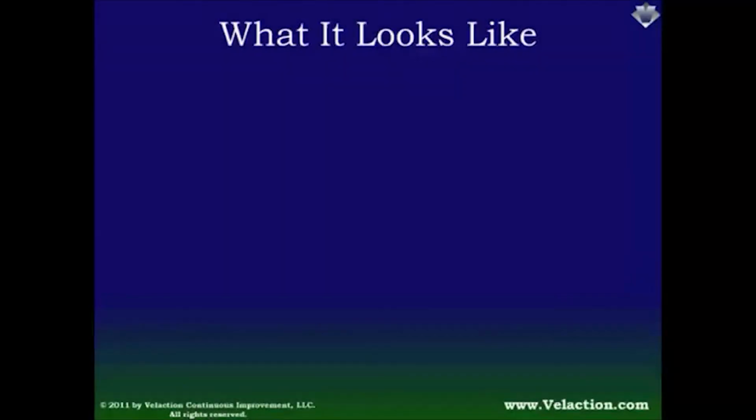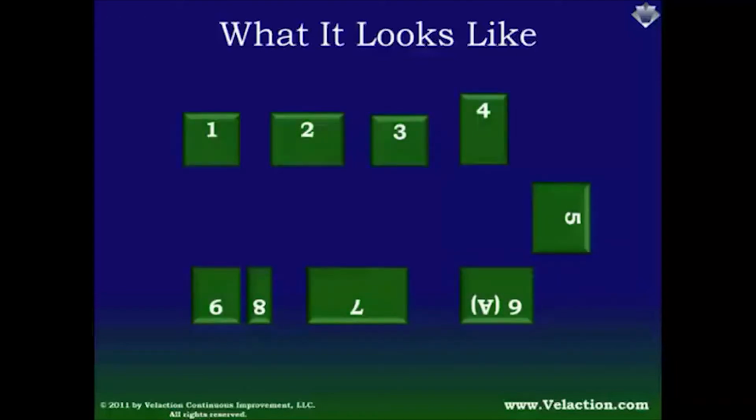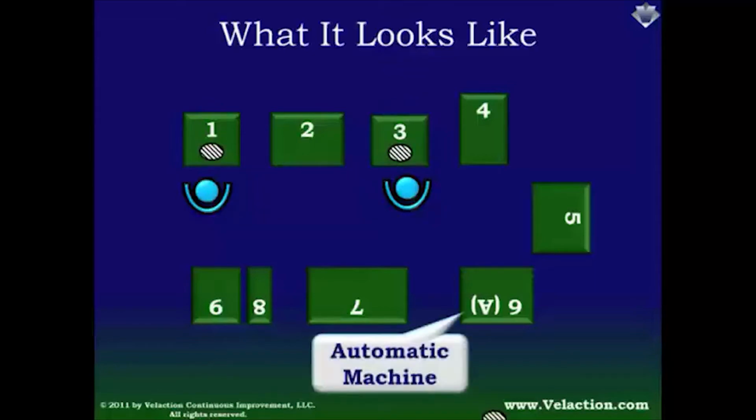Now that's a nice definition, but it's always easier to understand something when you can see it. So let's take a look at this fictional U-shaped cell in a production area. Imagine it has two operators working in it. Obviously, each of them would need something to work on. And if there was an automatic machine in the cell, it would have to be loaded up also.